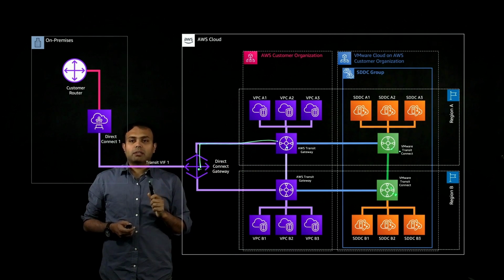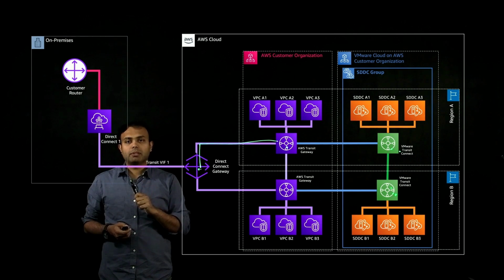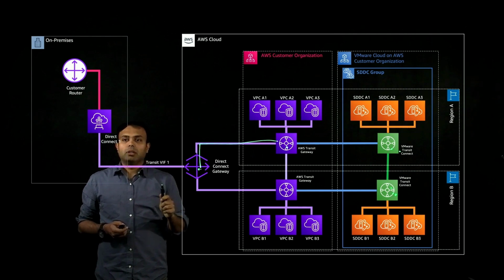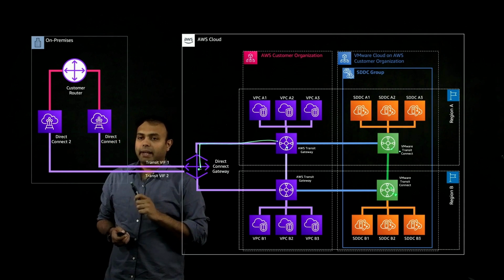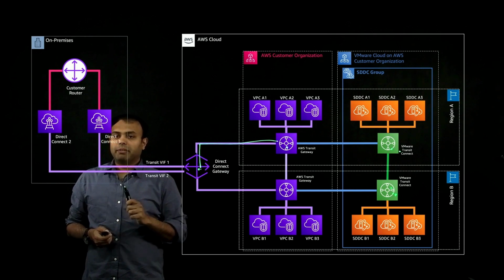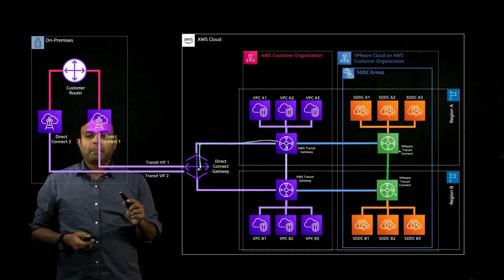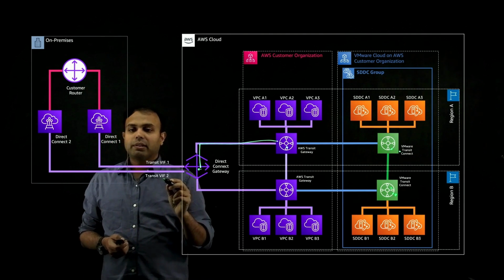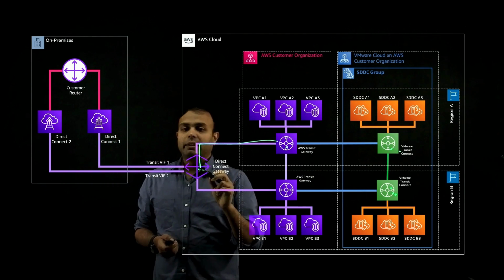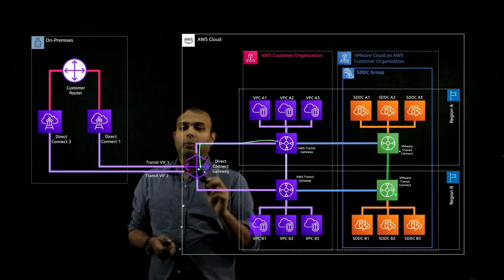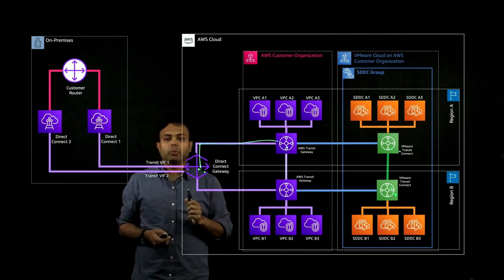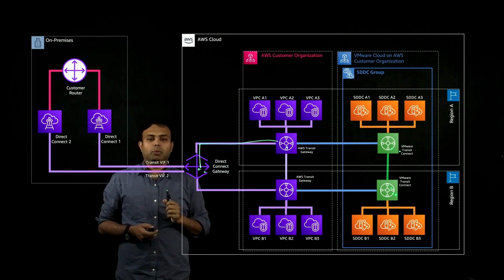Now, there are customers who are looking to build highly resilient connectivity between their on-premises and the AWS cloud. These customers can leverage a second AWS Direct Connect from a different partner and a different location to establish connectivity. And now you can use a second AWS transit VIF to complete the connectivity to the Direct Connect gateway. This is going to increase the network resiliency for your on-premises networks.